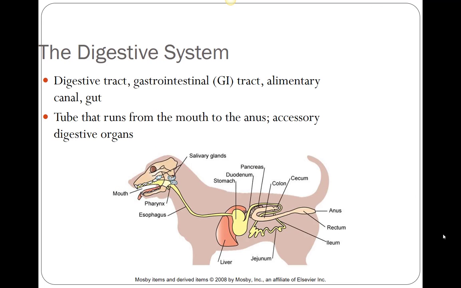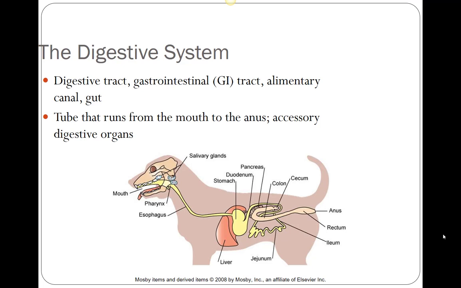So when we look at the digestive system, it's also known as the alimentary tract, the gut, and the gastrointestinal tract. Gastrointestinal tract really means more from the stomach to the anus, gastro meaning the stomach, intestinal meaning large and small intestines. And the digestive tract actually means more all the way from the mouth all the way back to the anus.